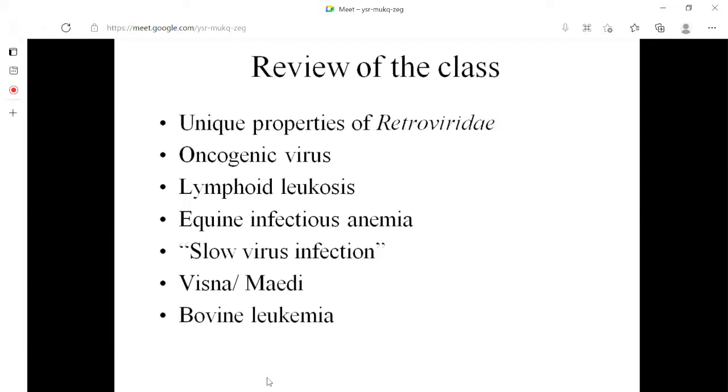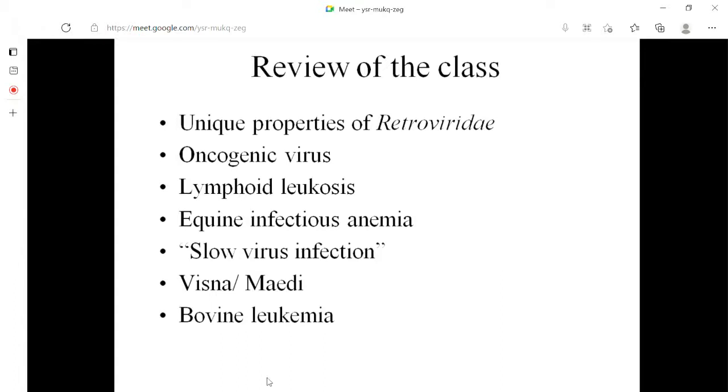The lymphoid leukosis, as you know, is a tumorigenic infection, and we discussed how vertical transmission and endogenous infections are important. We also covered equine infectious anemia, its transmission and severity, and Visna-Maedi, the example of slow virus infections, where it took a long time, almost 2 years, for development of the disease, and finally bovine leukemia.